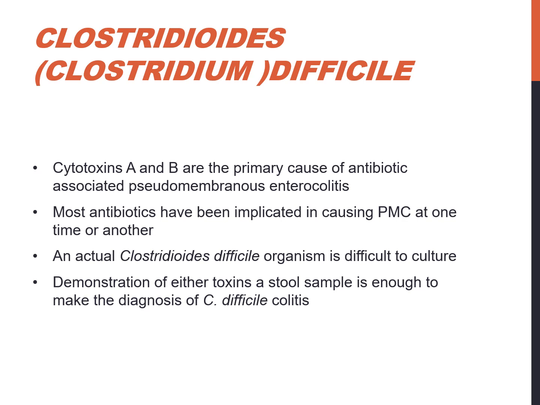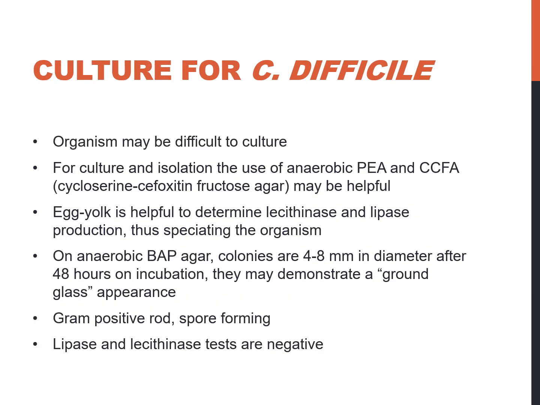So let's take a look at how we would culture for this organism. Like I said, this organism is quite fastidious and can be difficult to culture. It is an anaerobic gram-positive rod that has subterminal spores, and it is motile as well. For culture and isolation, we can use an anaerobic PEA. It should grow there because it's gram-positive.